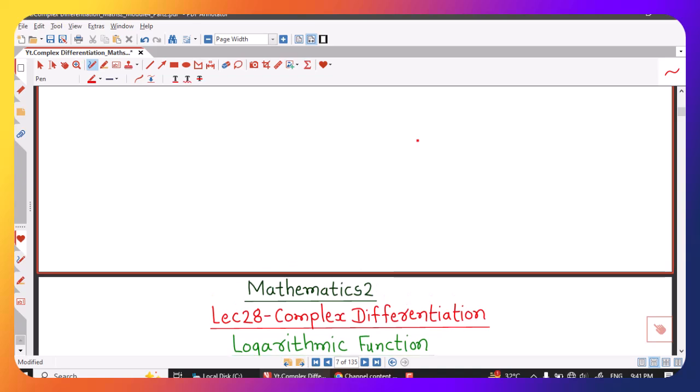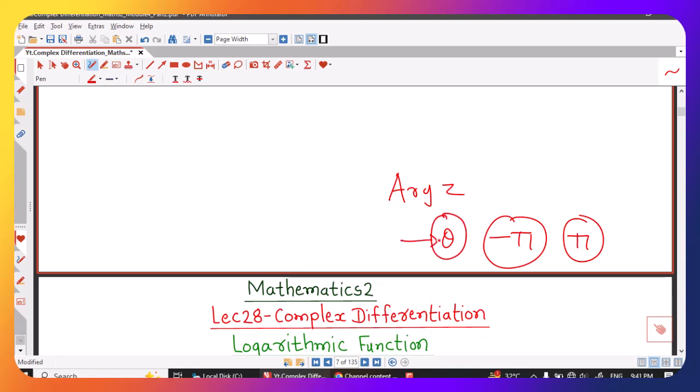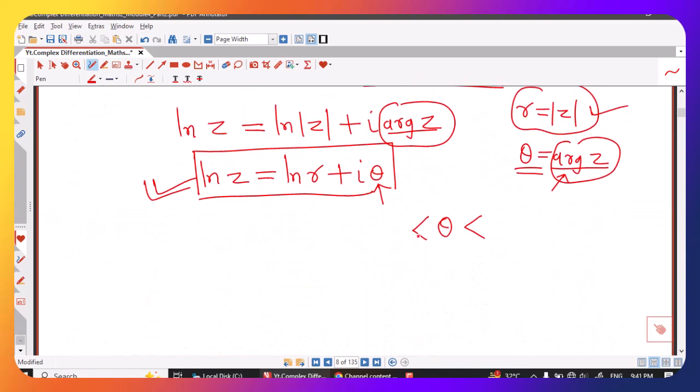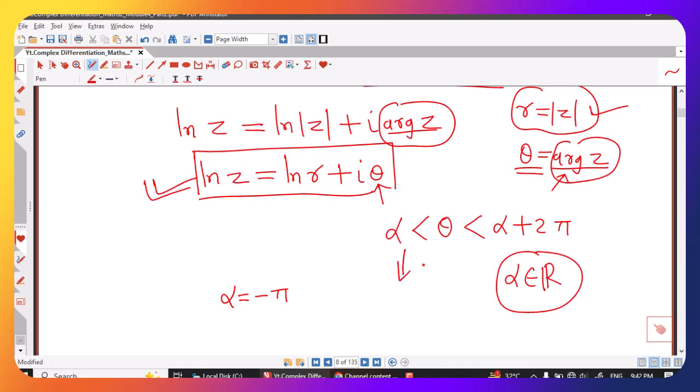For example, we know that if we consider the principal argument of z, then our theta is between minus pi and pi, and that is only one value of theta. Similarly, suppose we restrict our theta between two numbers, say alpha and alpha plus 2 pi, where alpha is any real number. For example, if we take alpha equal to minus pi, then this becomes minus pi less than theta less than minus pi plus 2 pi, that is, minus pi to pi. That will give us the principal argument.